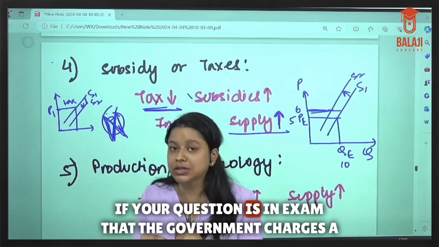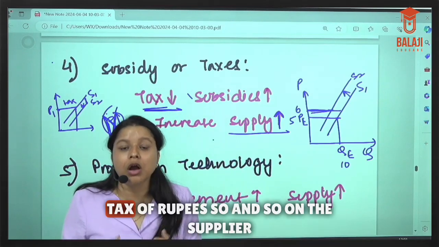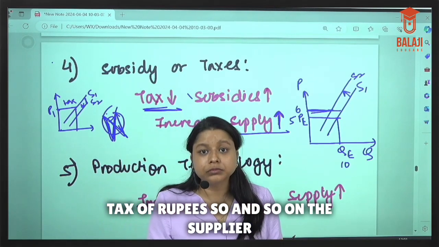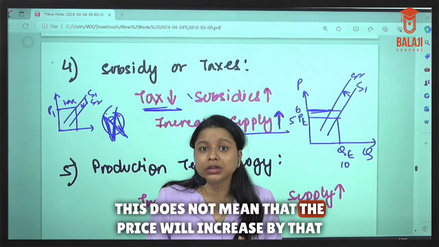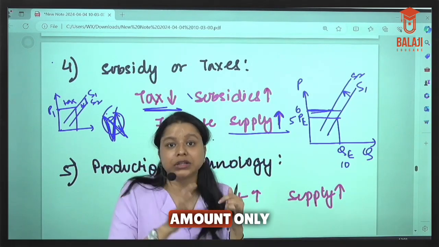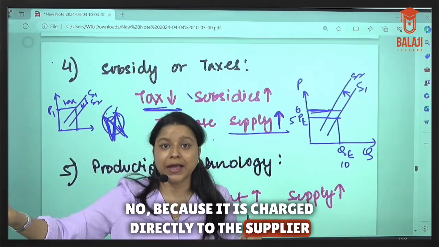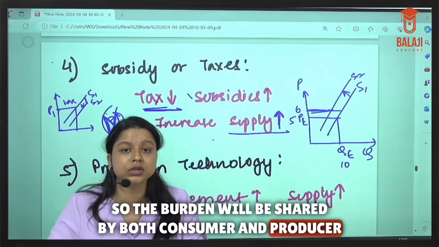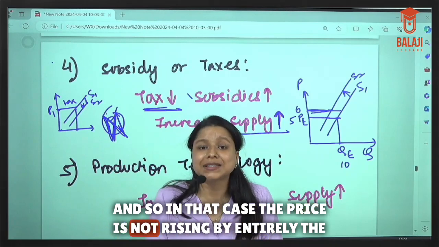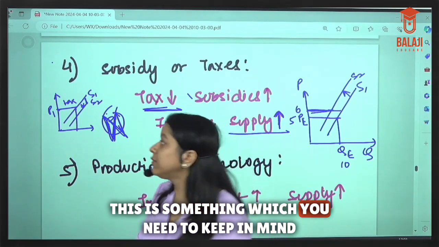If your question in the exam says that the government charges a tax of so many rupees on the supplier, this does not mean that the price will increase by that amount only. Because it is charged directly to the supplier, the burden will be shared by both consumer and producer, and so the price is not rising by entirely the amount of tax. This is something which you need to keep in mind.